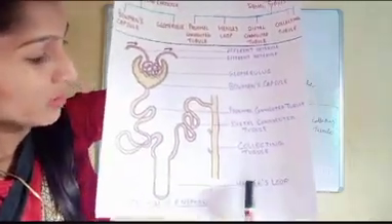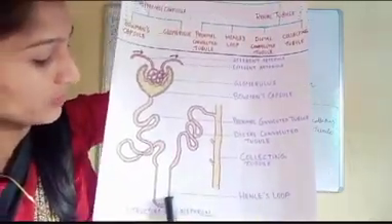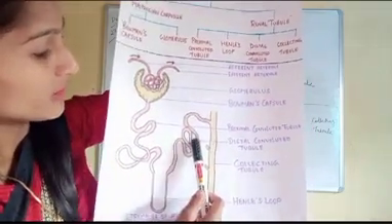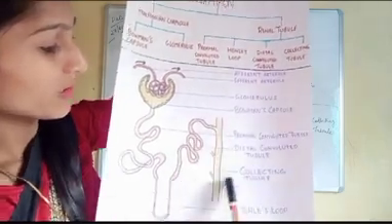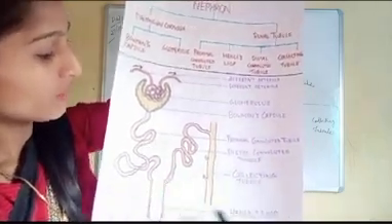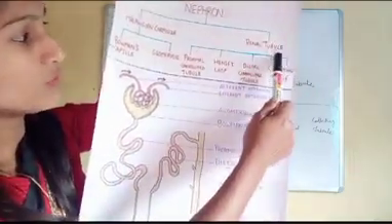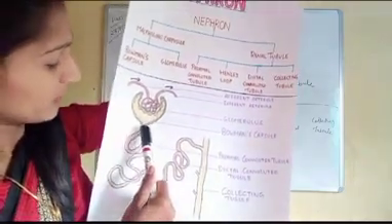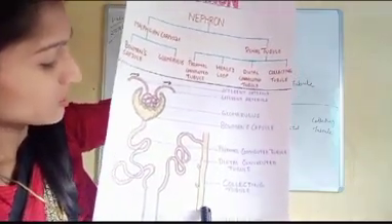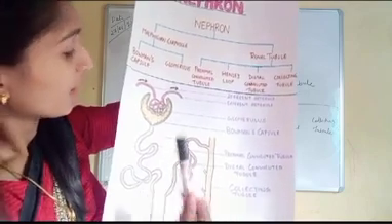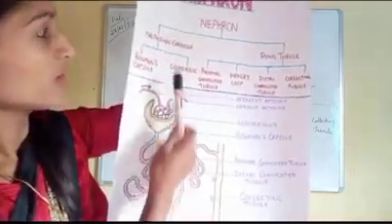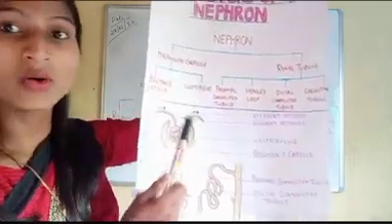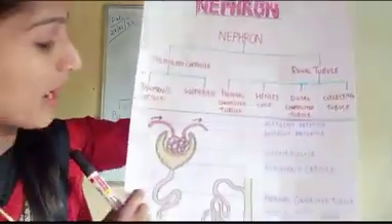Loop of Henle, or Henle's loop, is the second part of the renal tubule. The distal convoluted tubule is the third part, and then this yellowish part is your collecting tubule. So, these are the four parts of the renal tubule. From here to the collecting tubule, it is the renal tubule, and this Bowman's capsule and glomerulus is your Malpighian corpuscle.